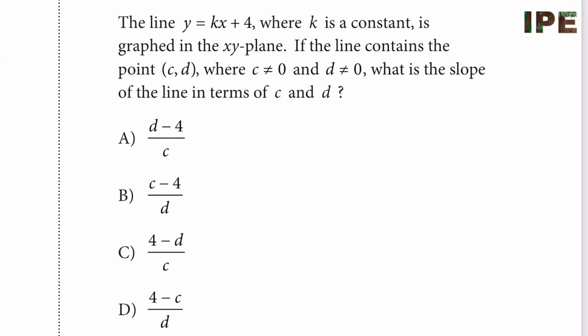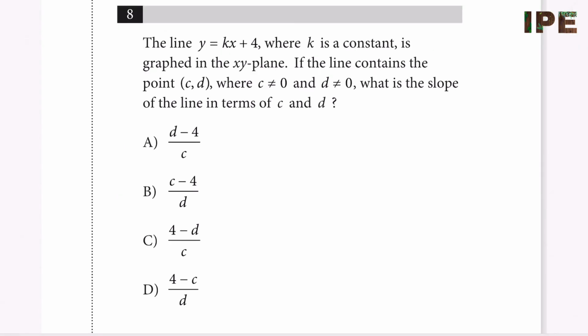The line y equals kx plus 4, where k is a constant, is graphed in the xy plane. K is a constant. Yes, constant. That is the slope, right? It's mx plus b. It is the slope. If the line contains the point (c, d), where c is not 0 and d is not 0, what is the slope of the line in terms of c and d? It asks you, what is the slope? I told you k is the slope. That means find k. What is k?